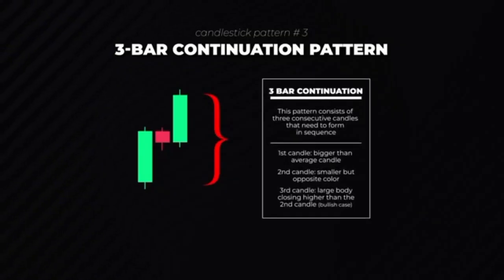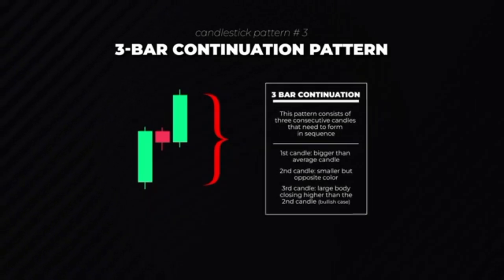This pattern consists of 3 consecutive candles that need to form in sequence. The first candle should have a large body and be bigger than the average candle. The second candle is a smaller, opposite-colored candle that ideally shouldn't be more than half the size of the first candle's body. The third candle should be another large candle that closes higher than the second candle's close.